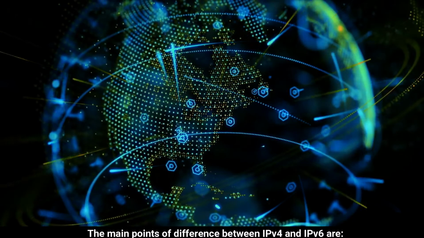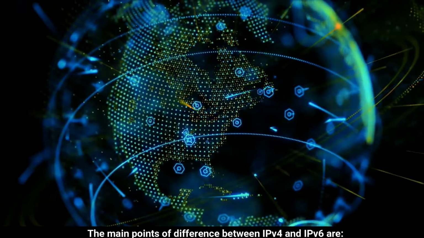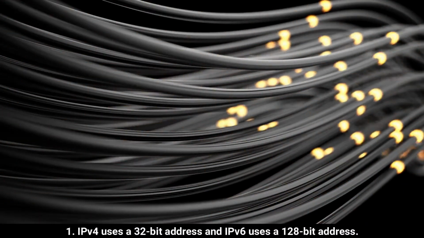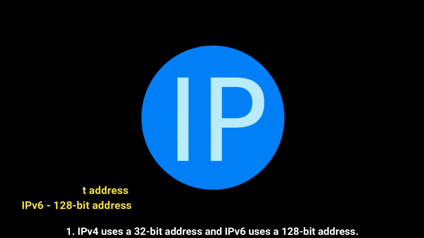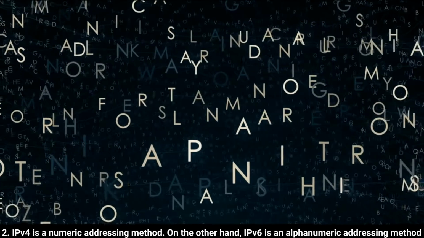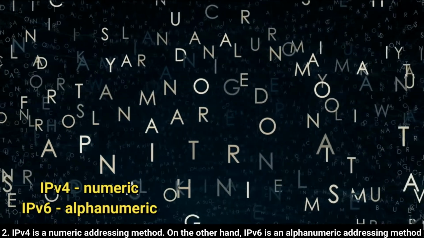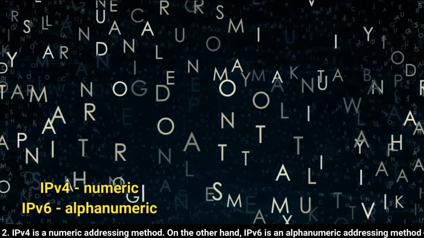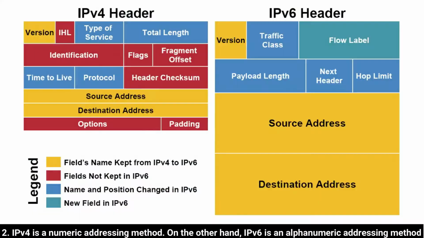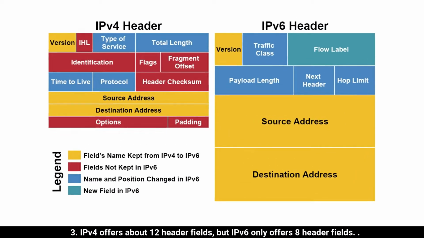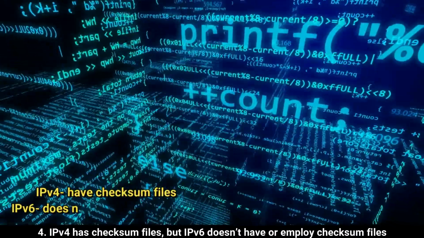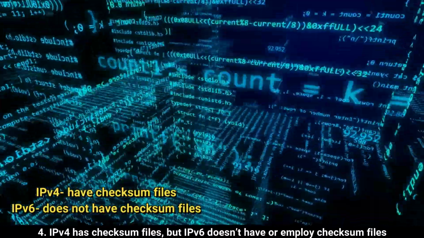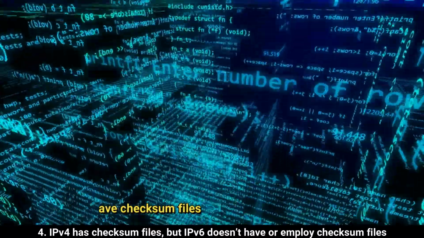The main points of difference between IPv4 and IPv6 are: number 1. IPv4 uses a 32-bit address and IPv6 uses a 128-bit address. Number 2. IPv4 is a numeric addressing method. On the other hand, IPv6 is an alphanumeric addressing method. Number 3. IPv4 offers about 12 header fields, but IPv6 only offers 8 header fields. Number 4. IPv4 has checksum fields, but IPv6 doesn't have or employ checksum fields.